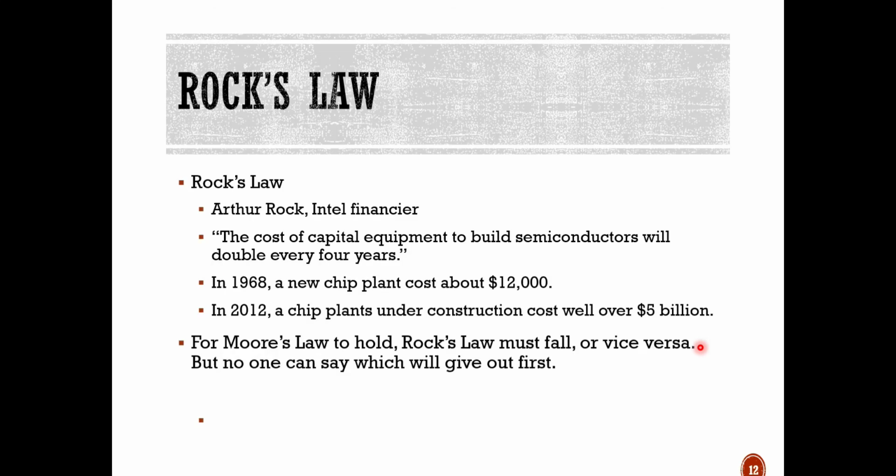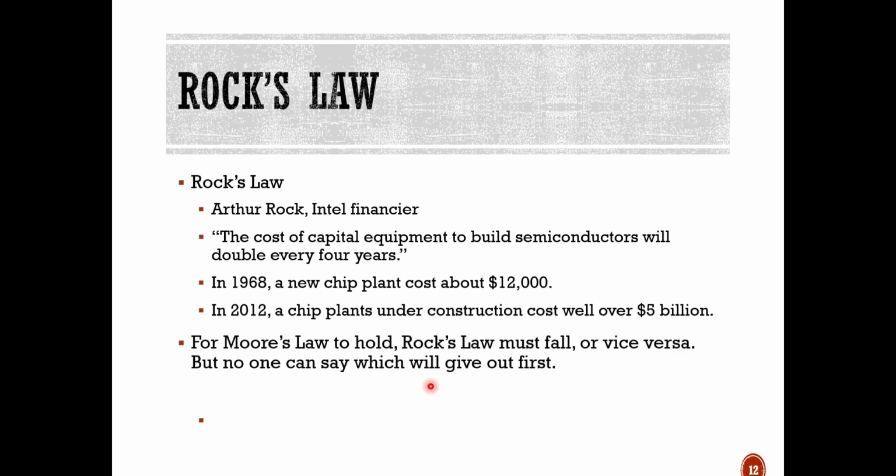So Rock's Law, which is the counterpart law, is from Arthur Rock. He said that the cost of capital equipment to build semiconductors will double every 4 years. So, in 1968, a new chip plant cost $12,000. And that $12,000 was a nice house. In 2012, a chip plant under construction costs well over $5 billion. So, for Moore's Law to hold, Rock's Law must fall or vice versa.